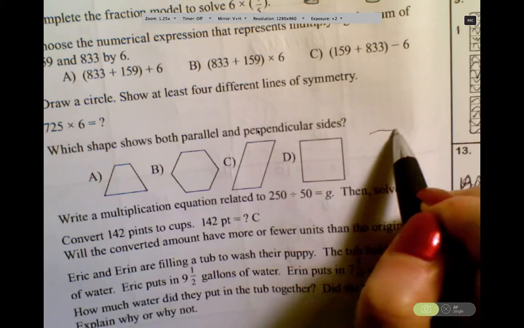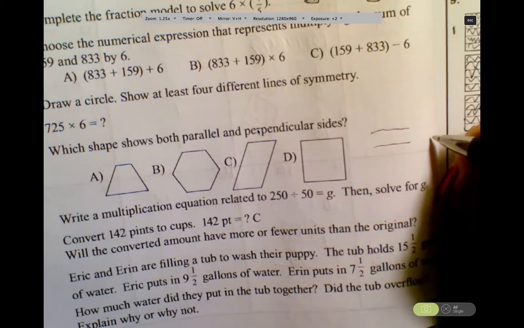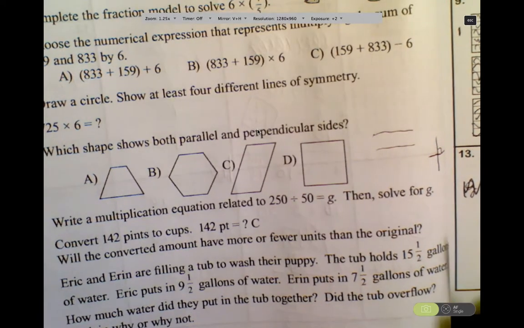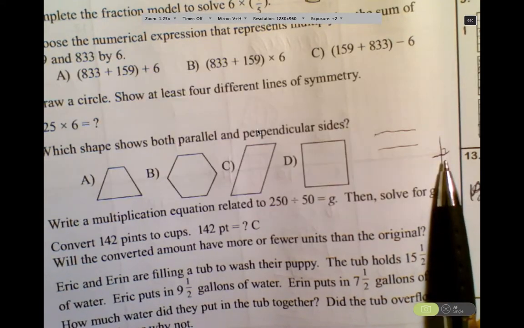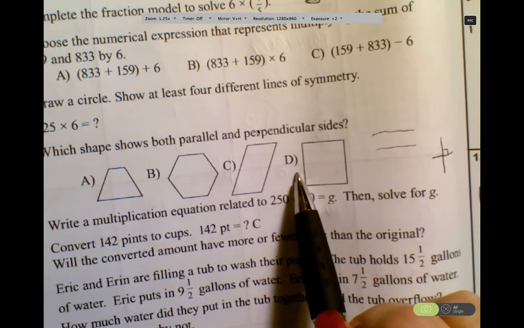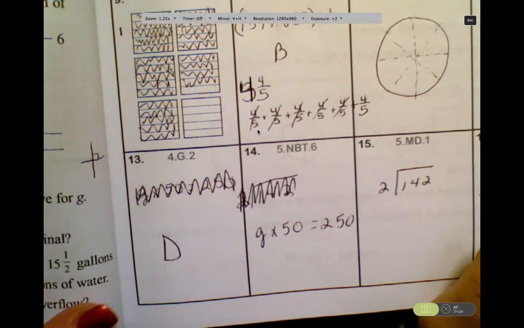We are finding a shape that shows both parallel and perpendicular sides. Parallel, remember, they are the same distance apart. Perpendicular, where they intersect, they create a 90-degree angle. So I'm looking for 90-degree angles, and the only shape I see that has a 90-degree angle is D. So 13, my answer is D.